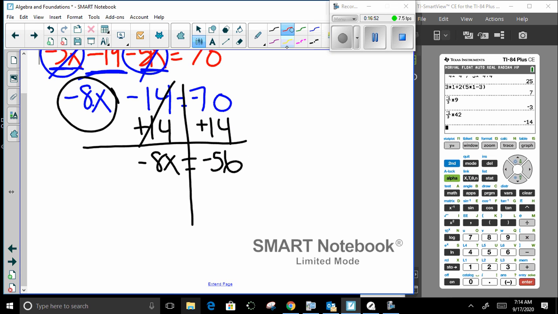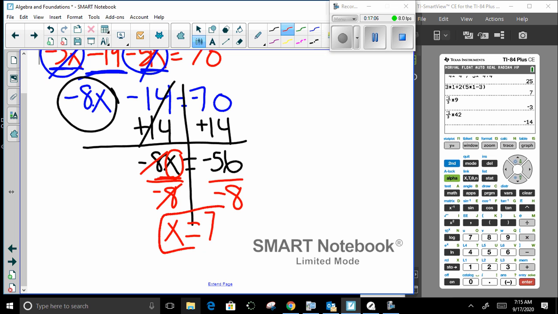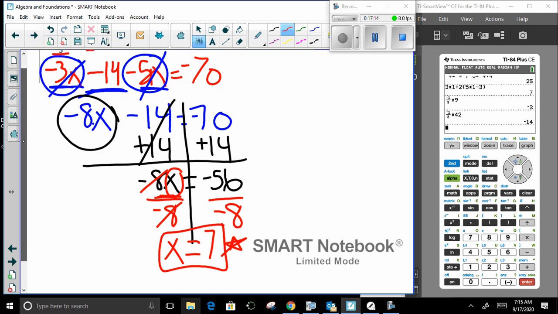And then to finish getting x by itself, divide by -8, since it's multiplication when it's next to each other. The inverse is division. So x is going to equal, a negative divided by a negative is a positive, so x equals 7. And again, this is my solution or my answer to the equation. I could go ahead and check it if I wanted to. So I think my answer is 7.